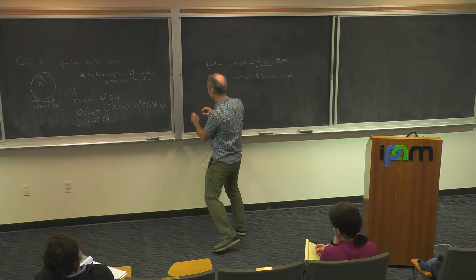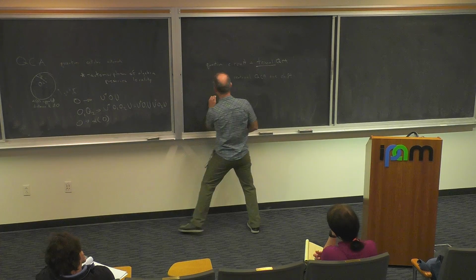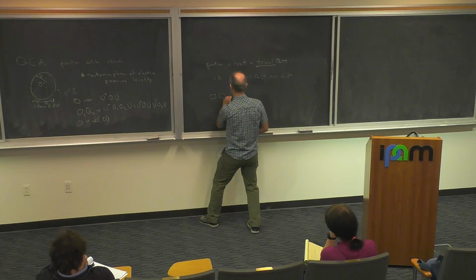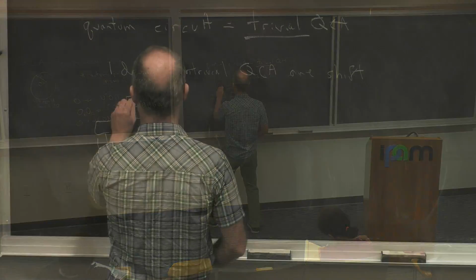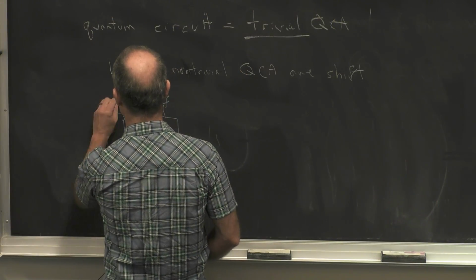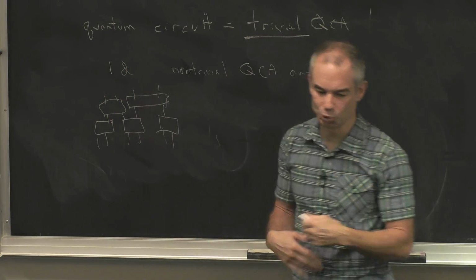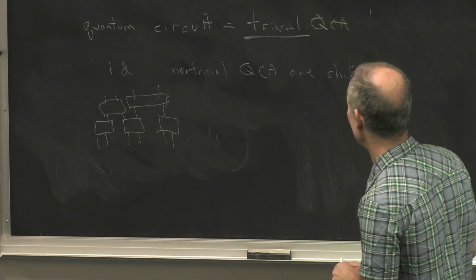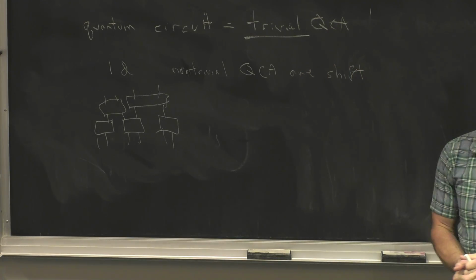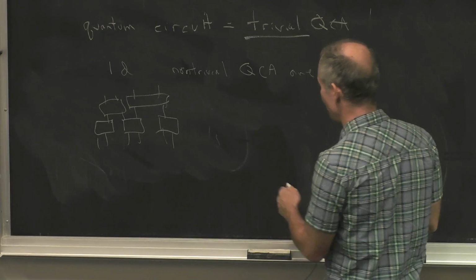Right. You'd imagine a picture like this, in 1D. You can do translationally invariant or non-translationally invariant forms, and actually by a kind of torus trick, there's really no difference between translationally invariant and non-translationally invariant. Okay, so the non-trivial QCA in 1D are shifts.